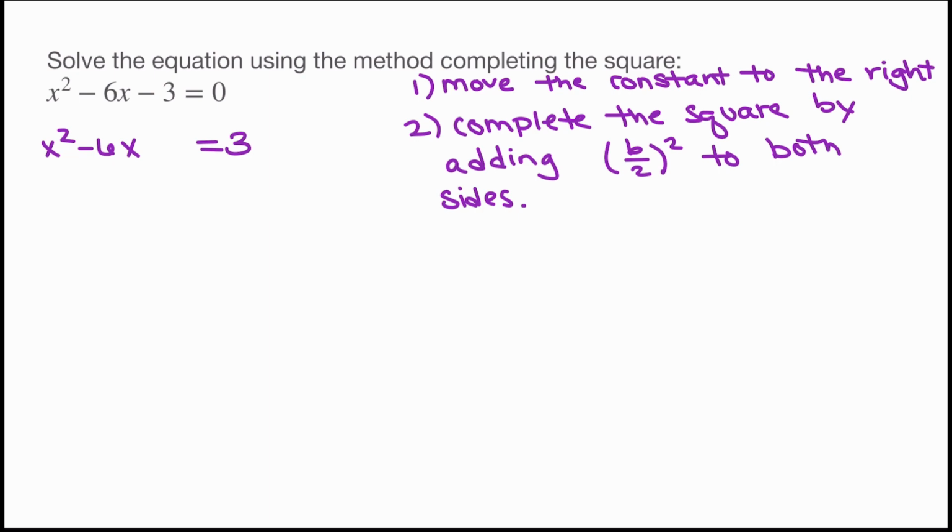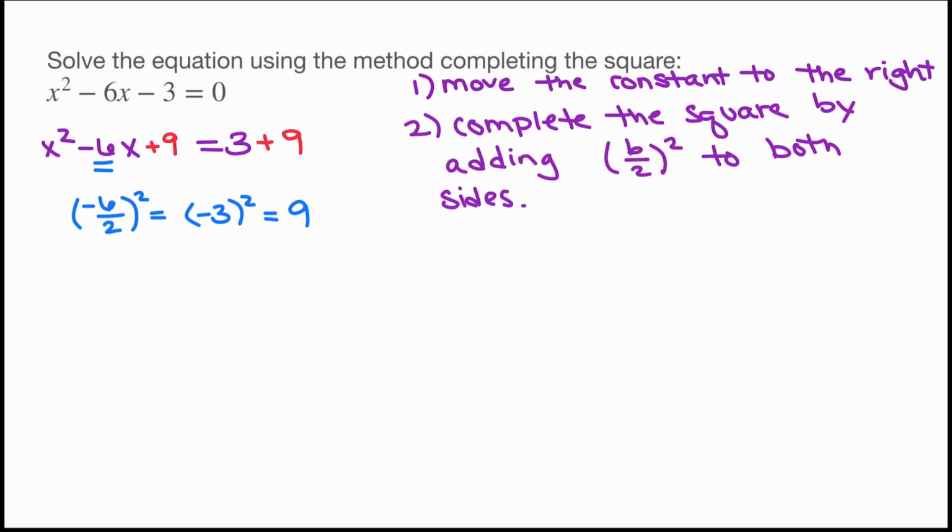To complete the square, we take the number in front of the x. We're going to call that b. So we take the number in front of the x, we divide it by 2, and square it. So in this case, the number in front of the x is negative 6. I divide that by 2, I get negative 3. I square it. Negative 3 times negative 3 is positive 9. And so I'm going to be adding 9 to both sides.